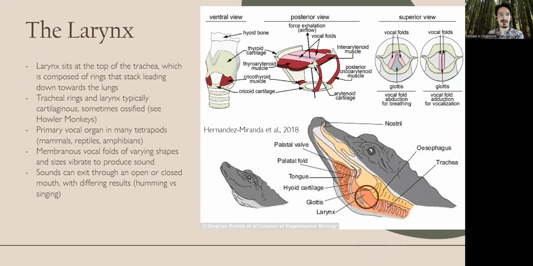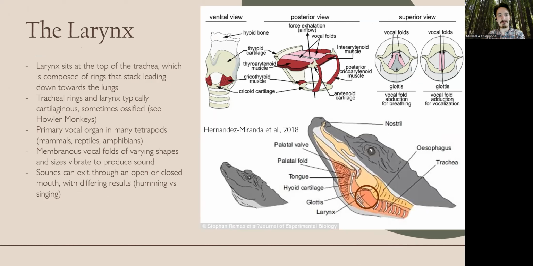One of these is the larynx. Now, the larynx sits at the top of the trachea, which is composed of rings that stack leading down toward the lungs. The tracheal rings and the larynx itself are typically cartilaginous, although sometimes they are ossified in rare cases, such as with howler monkeys. Now, this is the primary vocal organ of many tetrapods. Mammals, reptiles, and amphibians all use this.